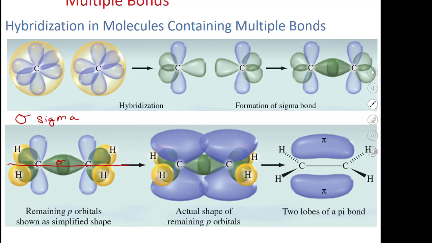A pi bond is a bond that occurs outside of the axis. In this case, it's going to occur above and below. That's still just one bond. It's just because it was made from p orbitals and they have two lobes, so it looks like two lobes. So that is a pi bond. Sigma bonds occur on the axis, and pi bonds occur outside of the axis.